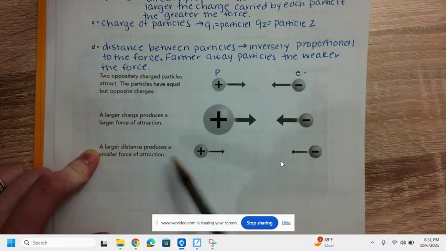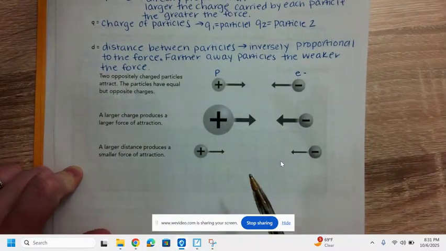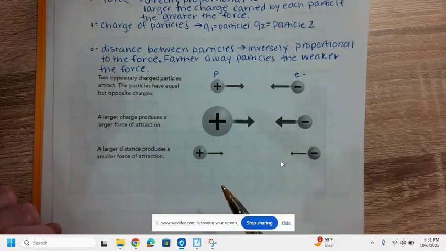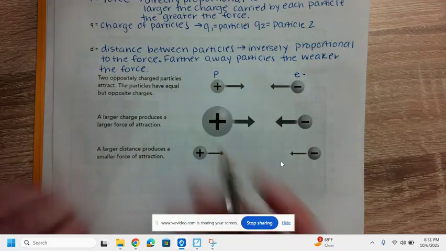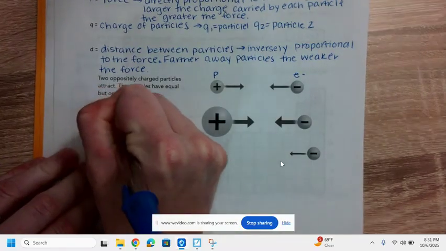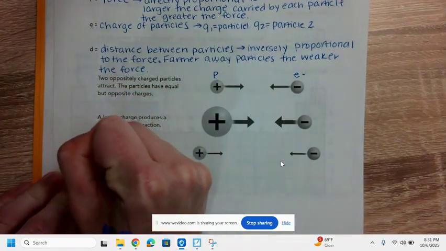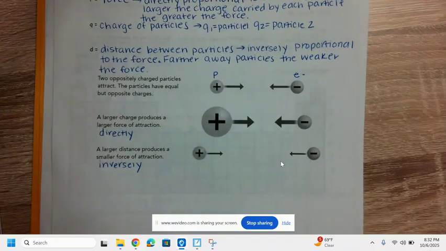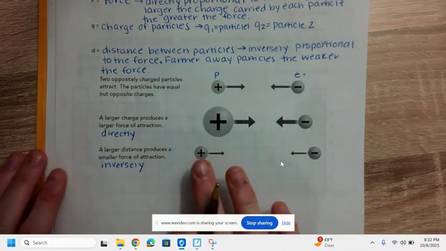And then once again, a larger distance produces a smaller force of attraction. So it's inversely related to distance. So we've got directly related to the charge and inversely related to distance. All right, awesome. So Coulomb's law can help us explain a number of different things that we see.